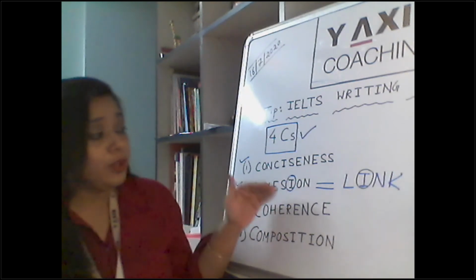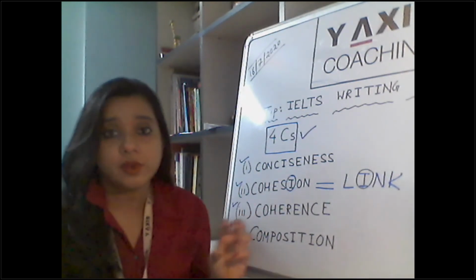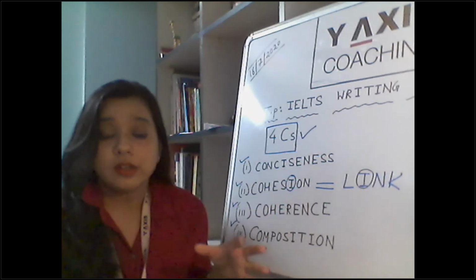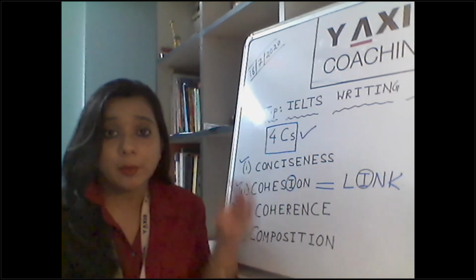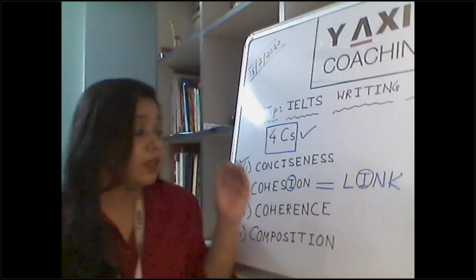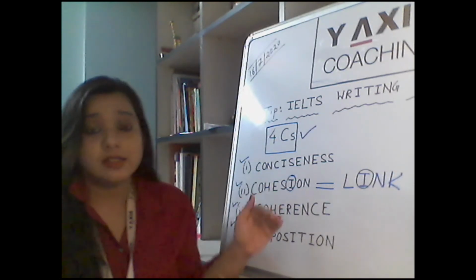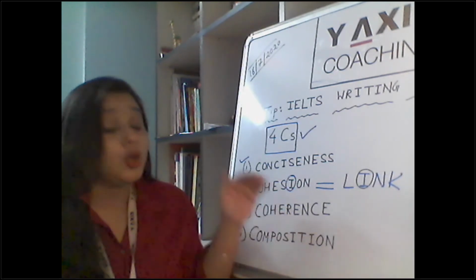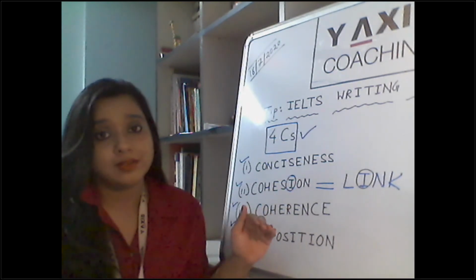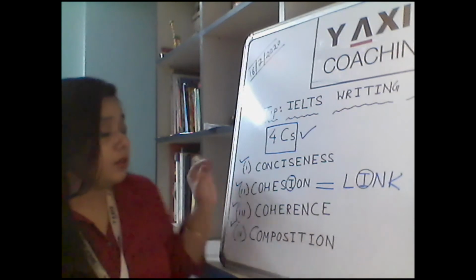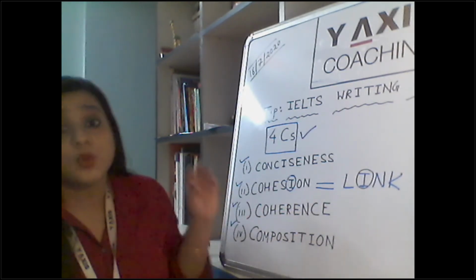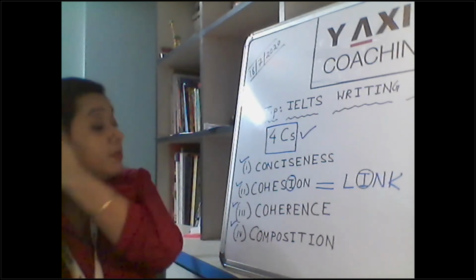Now when you link the various paragraphs of your letter, essay, or report using cohesive devices, the appropriate cohesive devices, resultantly, the essay that you write or the letter or the report that you're writing will be a coherent one. So that takes us to the next C, that is coherence. So what is meant by coherence? What do we understand by coherence?